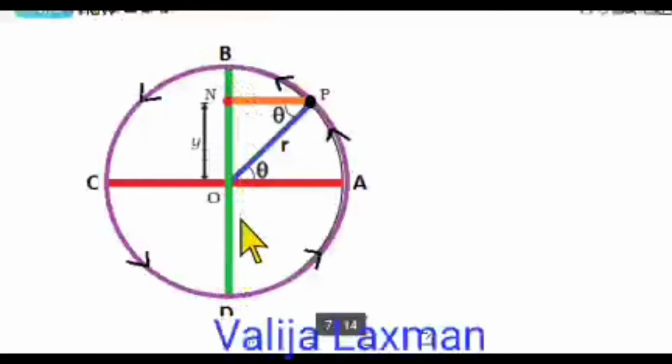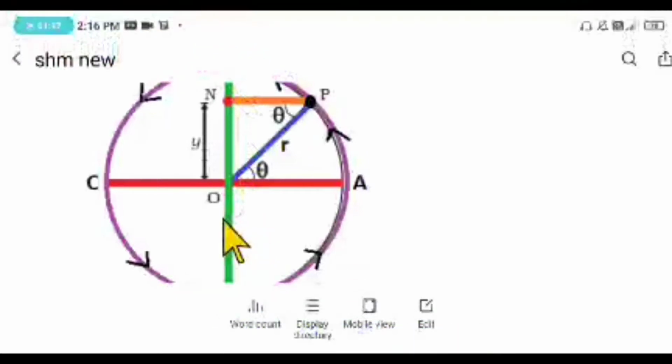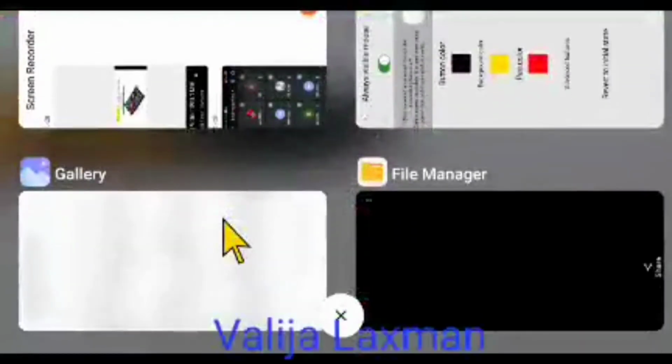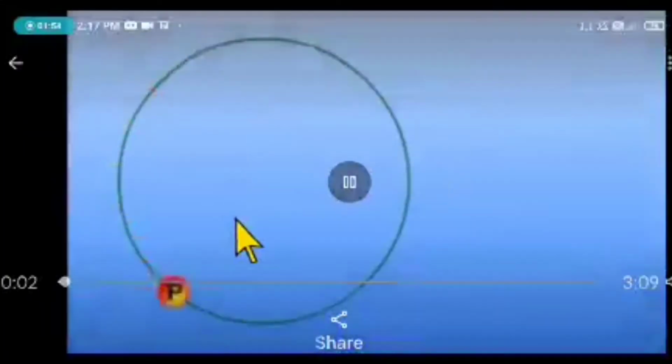So dear students, in the previous class we discussed the conditions for a body to be in simple harmonic motion. In today's class we will discuss the projection of a circular motion executing simple harmonic motion on any diameter of a circle. To understand the concept somewhat easily, we will have an animation here. Try to look at this animation so that it will be easy for you.